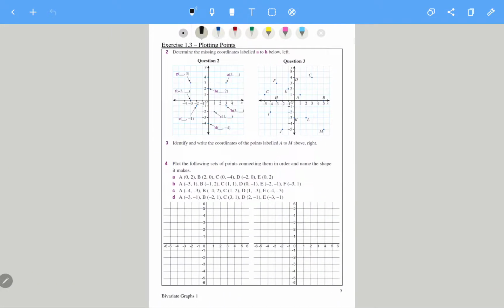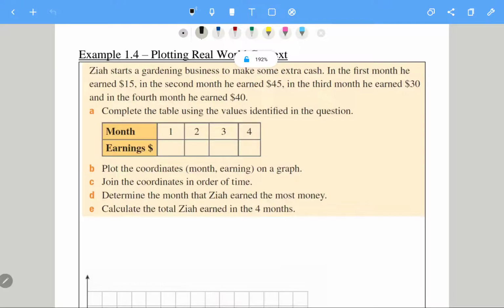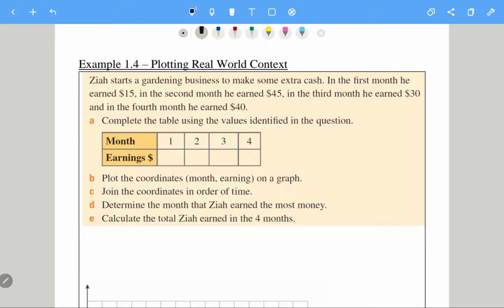Alrighty, let's go through 1.4 now. So, let's have a read of the question. Zaya starts a gardening business to make some extra cash. In the first month, he earned $15. In the second month, he earned $45. In the third month, he earned $30. And in the fourth month, he earned $40. Complete the table of values using the information identified in the question.